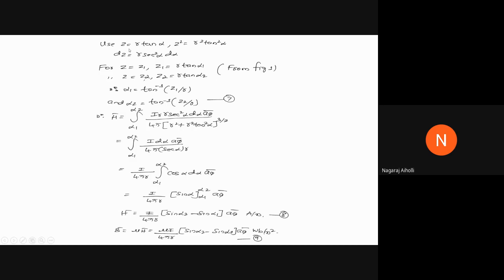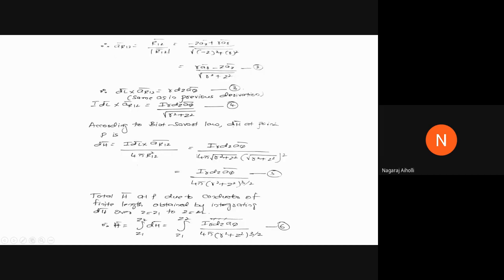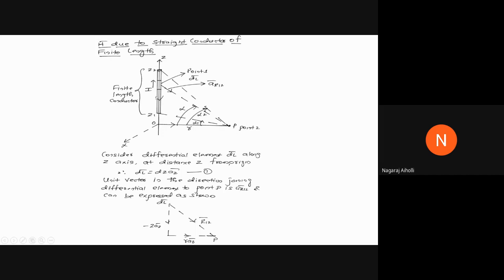Again, substitute the same substitution, z is equal to r tan alpha. Therefore, z square will be equal to r square tan square alpha. Differentiate this, and dz is r secant square alpha d alpha. If you put z equal to z1, that is the lower end. Here the lower end is z1, the upper end is z2.